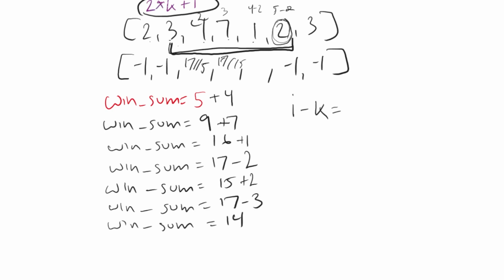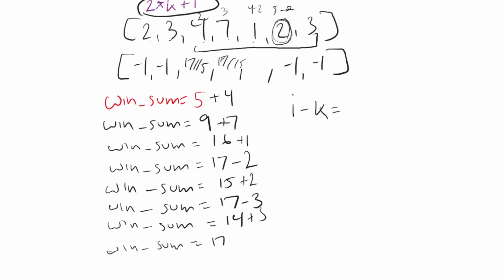And then once we drop that, we add a number at the front. So now we have these two. We added this number 3. So again, we have dropped the 3 from the back, and now we add the 3 at the front. So again, window sum is 17.